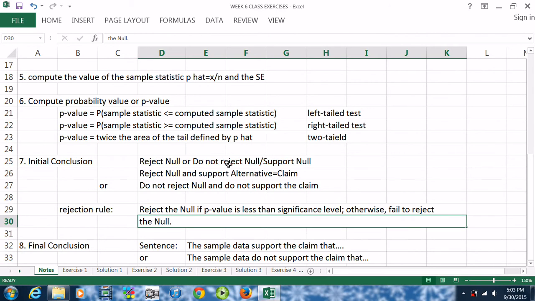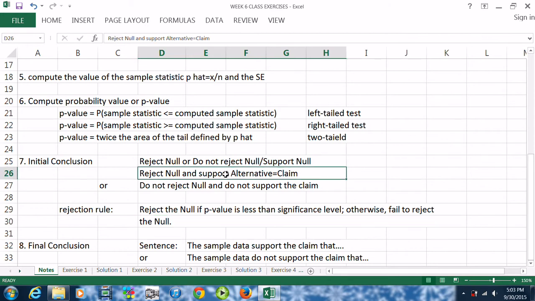And you could think of failing to reject as supporting the null. So we either reject the null or we do not reject the null. Or you can think of it as reject the null and support the alternative hypothesis, where the alternative hypothesis is the claim. So we will either reject the null and support the claim, or we will not reject the null and not support the claim.